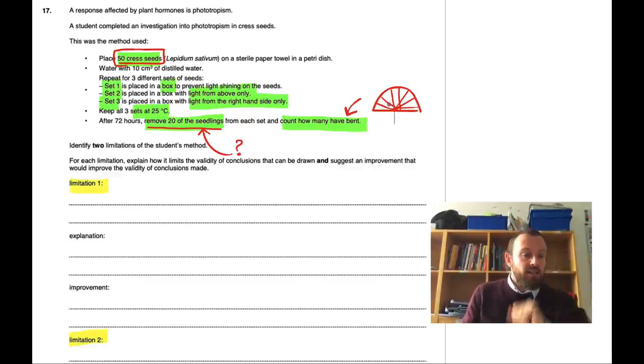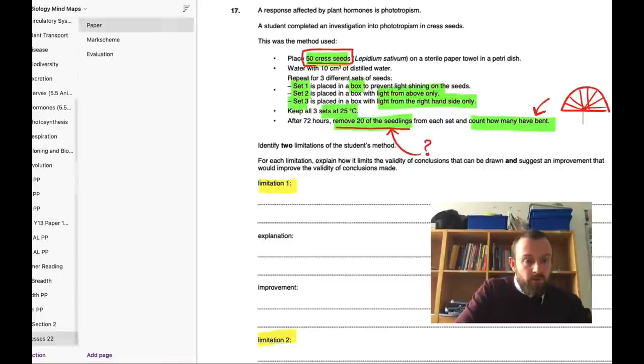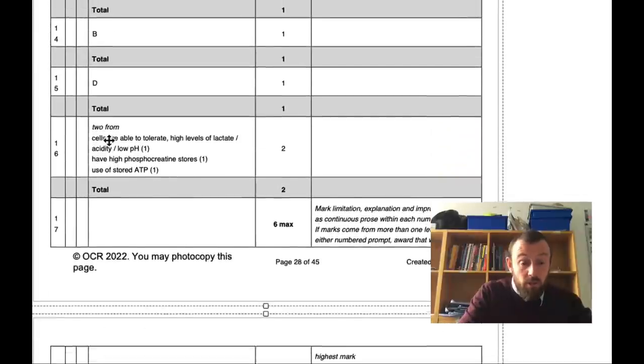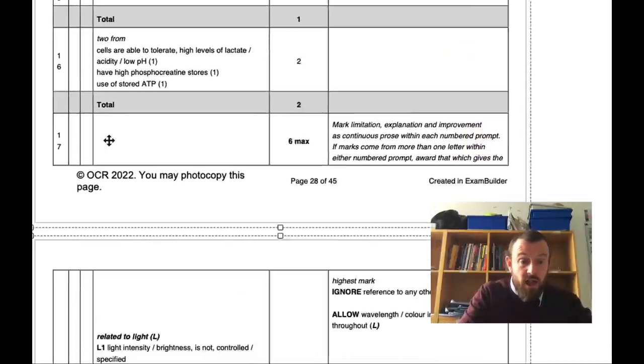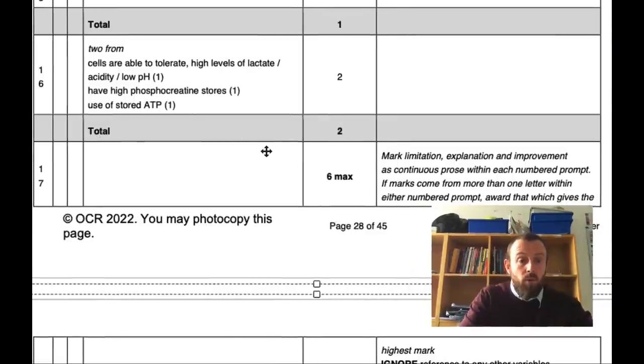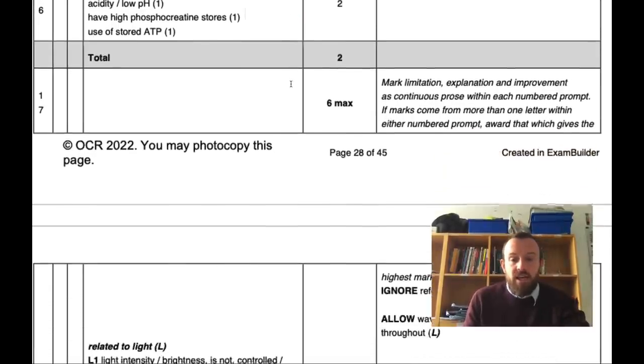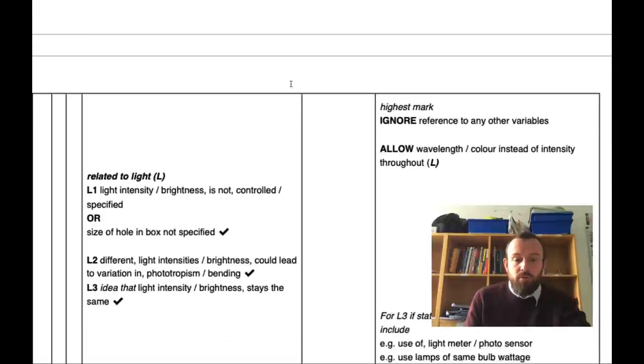Okay, so let's look at the mark scheme there. First of all, I realize I haven't shown you the mark scheme for that sprinter question. So the sprinter question is there, question 16. Pause and have a look if you want to look at that again. Remember what I said about high levels of lactate, or high levels of lactic acid would be okay for this, lactate. And then moving on to 17, this is the phototropism.